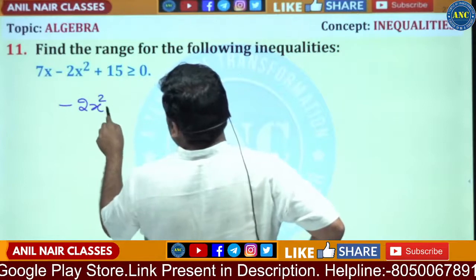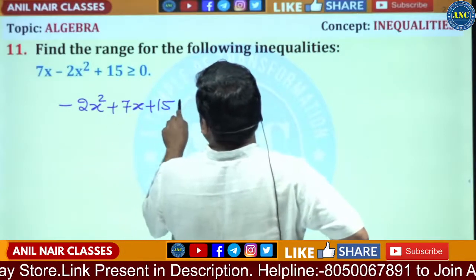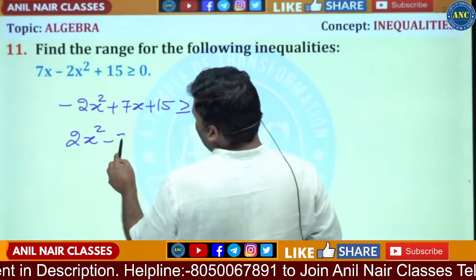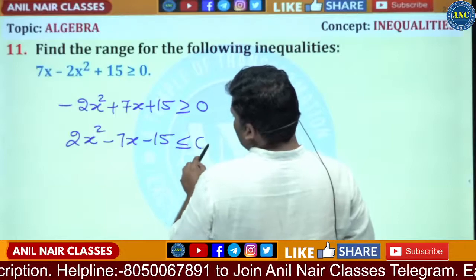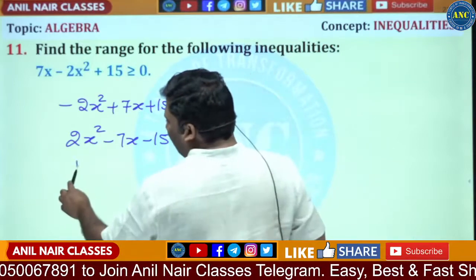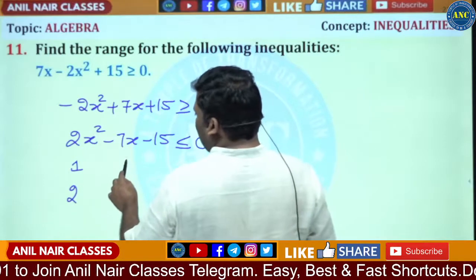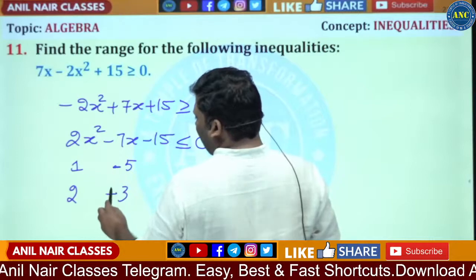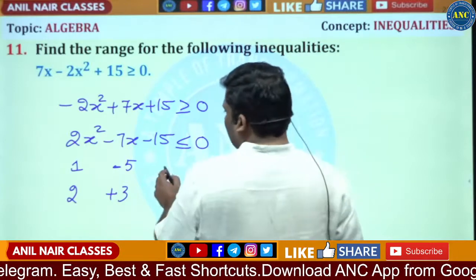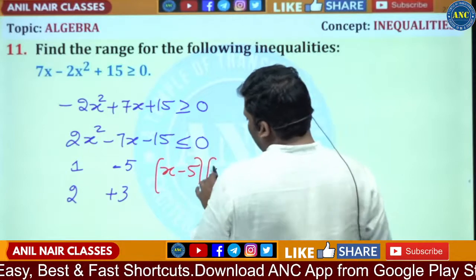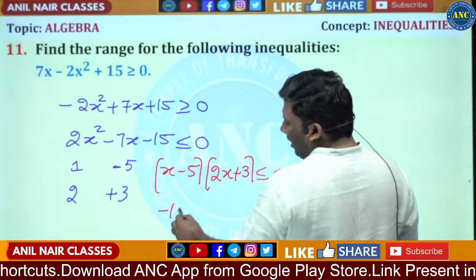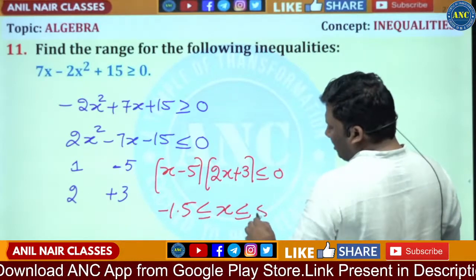−2x² + 7x + 15 ≥ 0. Multiply by a minus sign so that the inequality changes: 2x² − 7x − 15 ≤ 0. So we have to get the factors. Coefficient of x² is 2. 1 2s are 2; here 5 3s are 15. Minus 7 I require. So 2 into −5 is −10, −10 plus 3 is −7. So the answer will be (x − 5)(2x + 3) ≤ 0. So −1.5 ≤ x ≤ 5.